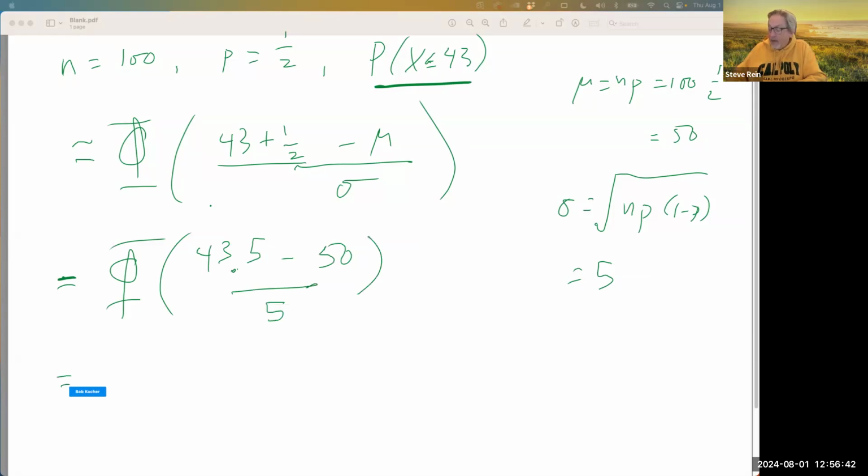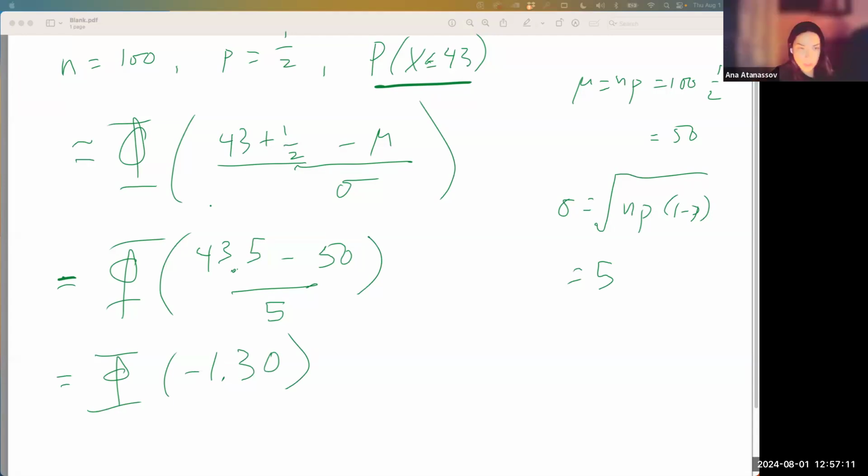I guess I could solve this, but this is sort of hard for me to do in my head right now. Cap phi of negative 1 point what? Negative 1.3. Hey, could you check my math here? 43.5 minus 50 over 5 is negative 1.3. Okay, so I did get it right. I'm very proud of myself.